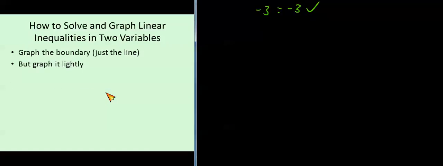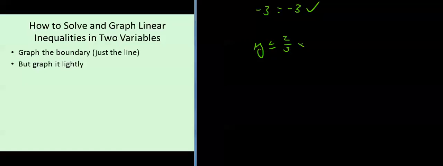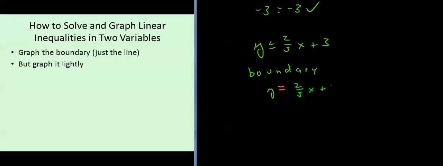First of all, we graph our boundary. If we look at the inequality y less than or equal to 2/3 x plus 3, the boundary is y equals 2/3 x plus 3. All right, the boundary is just a line. But graph it lightly, we might have to erase some of it.